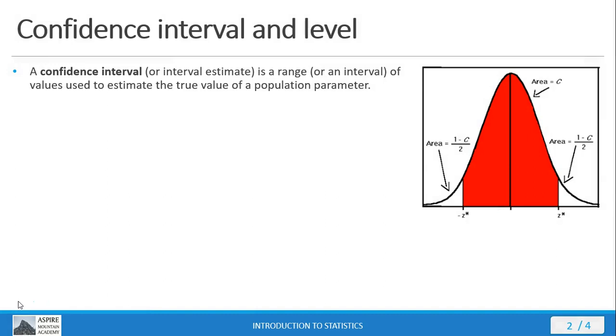The confidence interval, also known as an interval estimate, is simply a range or an interval of values used to estimate the true value of a population parameter. Of course, the point estimate will provide the center for that range or interval, and then we run a calculation to figure out how far away from that center value we go to describe the min and max values for our interval, and that's where the confidence level is going to come in.